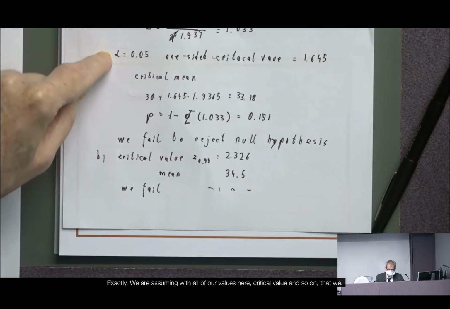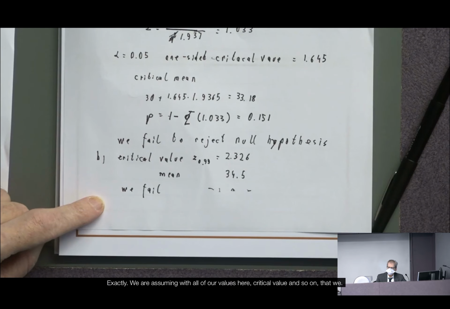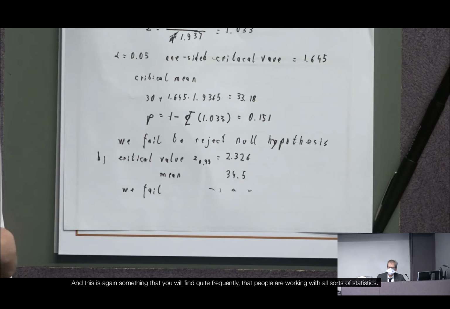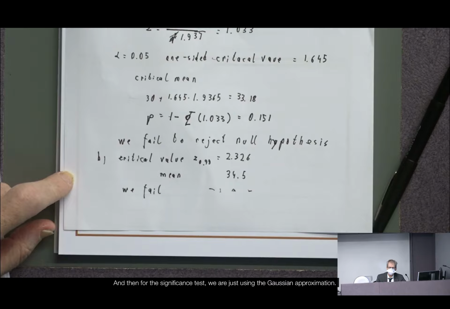Exactly. We are assuming, with all of our values here, critical value and so on, that we have Gaussian statistics. But right in the problem statement, we're saying we have Poisson. And this is something that you will find quite frequently, that people are working with all sorts of statistics, and then for the significance test just using the Gaussian approximation. But this is, strictly speaking, not valid.